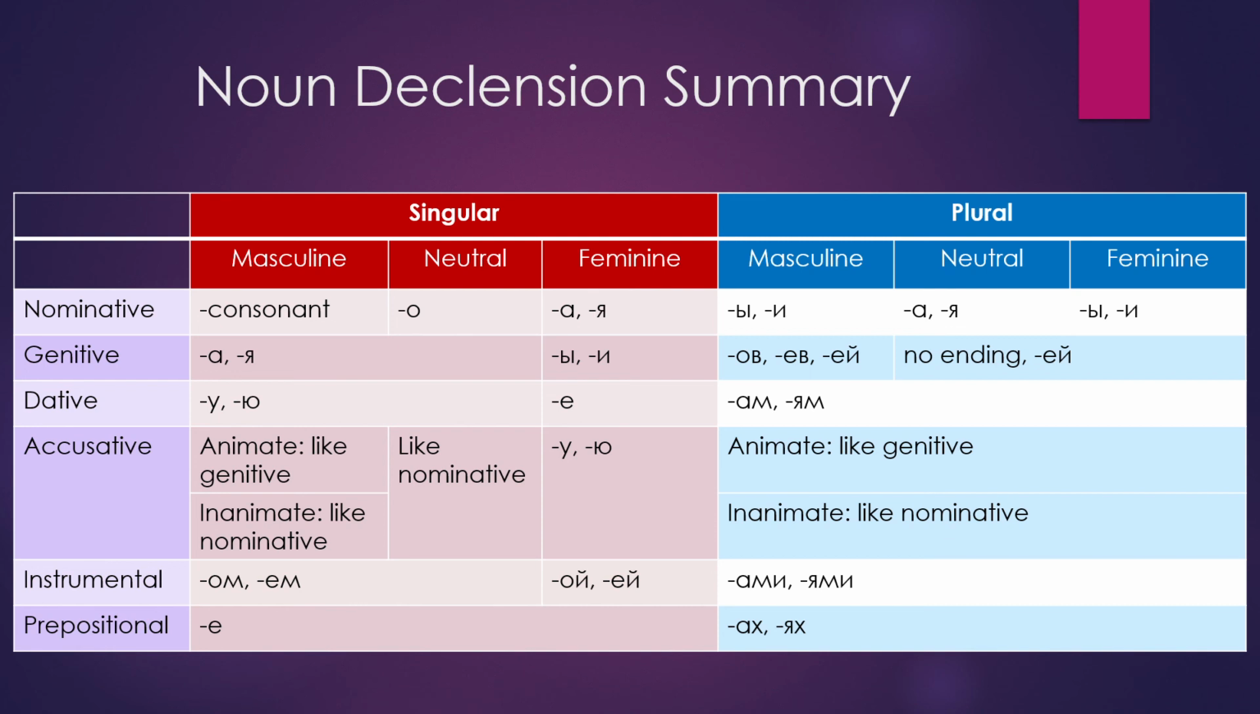In the animate cases, it's like the genitive, and inanimate, it's like the nominative, unless it's female. And then finally, we have at the bottom instrumental and prepositional. So hopefully this summary will be like a quick cheat sheet if you forget how to change a noun. You can just glance at this. Feel free to take a screenshot of this image here. It is a good reference sheet.